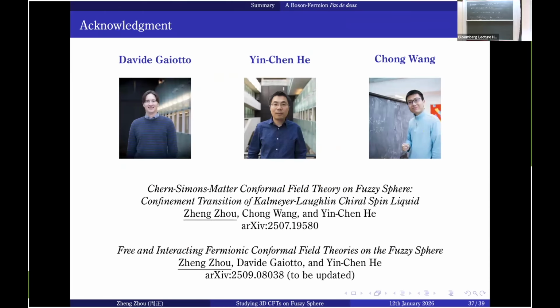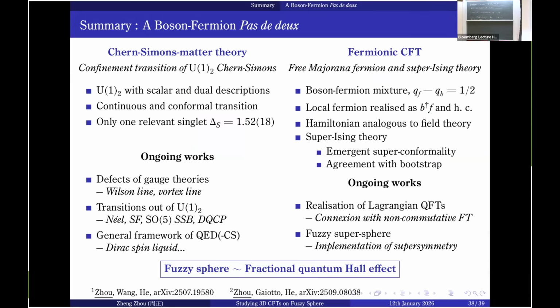Yeah. So my talk today is based on work with my collaborators, Davide Gaiotto, Yin-Chen He, and Chong Wang at Perimeter. And my talk today is mainly based on these two papers with them. And as a final summary, we have studied the first Chern-Simons-Matter theory on the fuzzy sphere, the U(1) level 2 with a scalar. We have found this transition continuous and conformal and studied its spectrum.